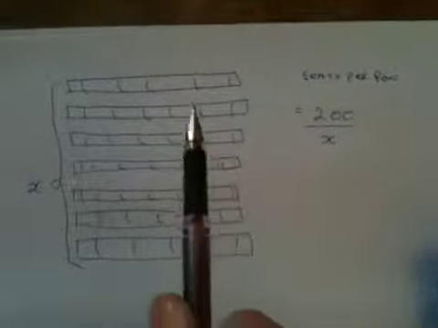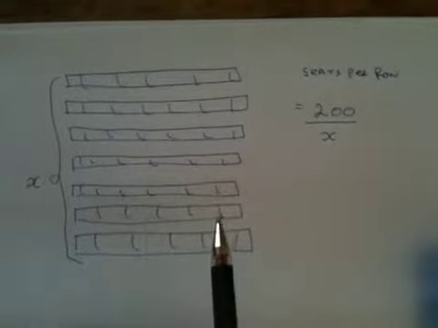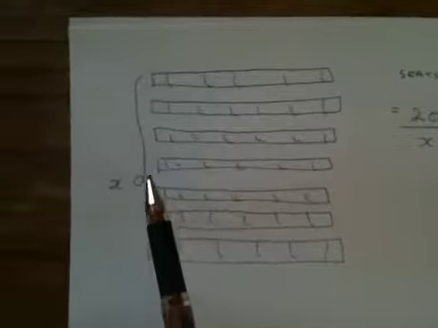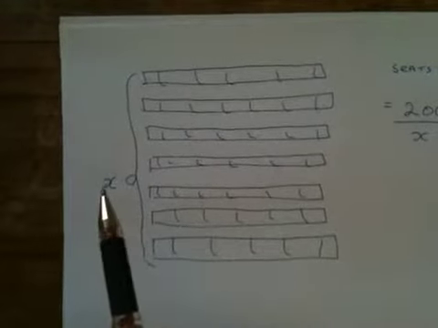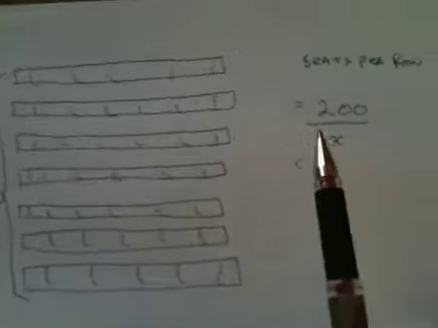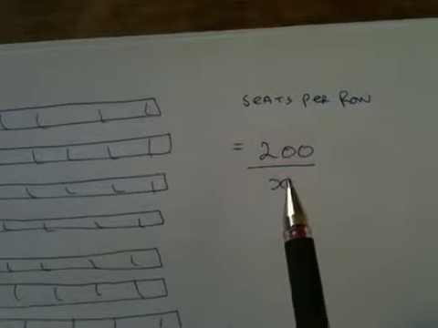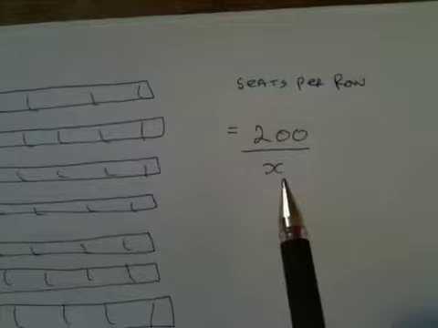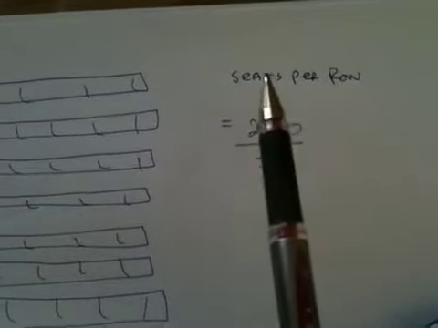Some development work is to be done at Lansdowne Road. They're going to build some rows of seating to accommodate 200 journalists, and I've indicated the number of rows with an X. Now the seats per row is given by 200 divided by X, so there's 200 journalists divided by the number of rows. That tells us the seats per row.